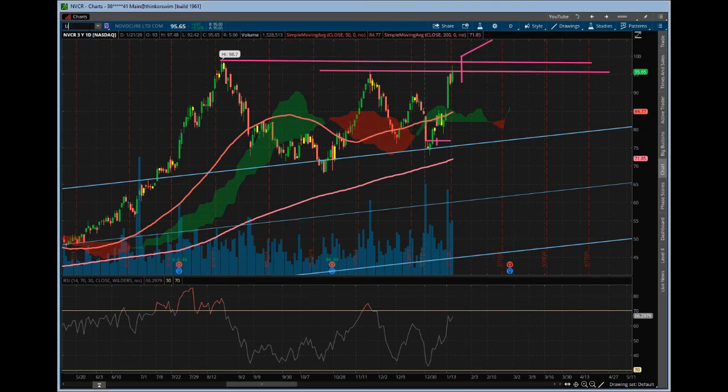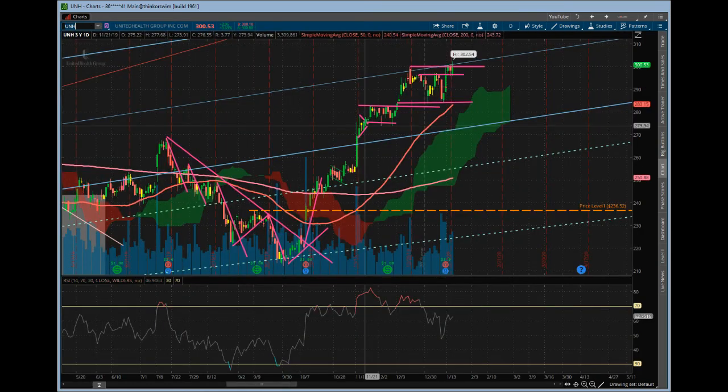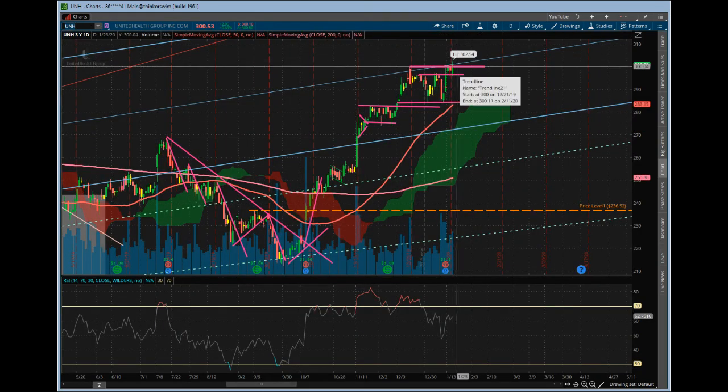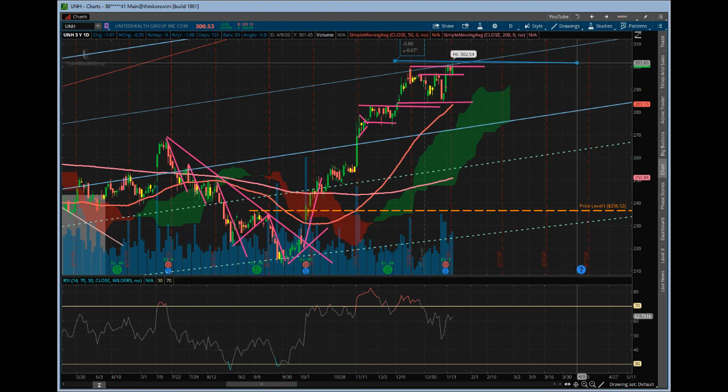UNH, yep, absolutely. So UNH, again, also at highs. Again, a nice close over today's highs could be pretty good for it with some increased volume.